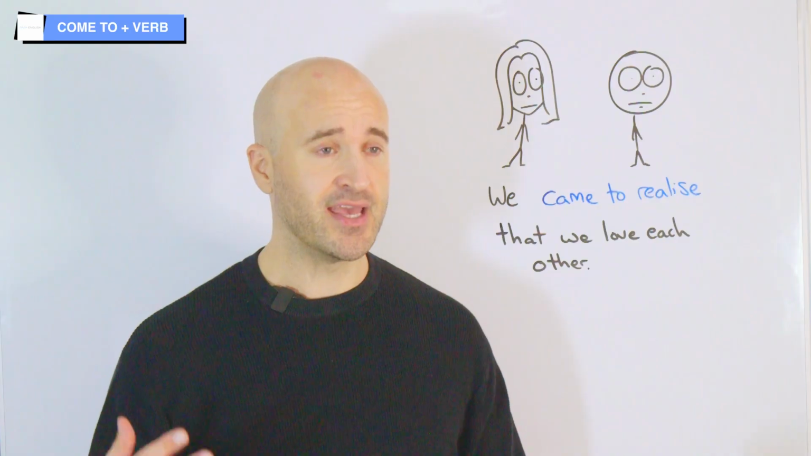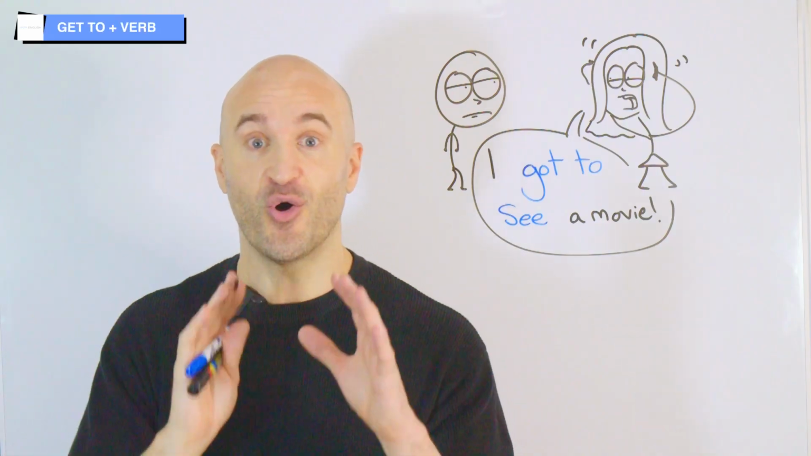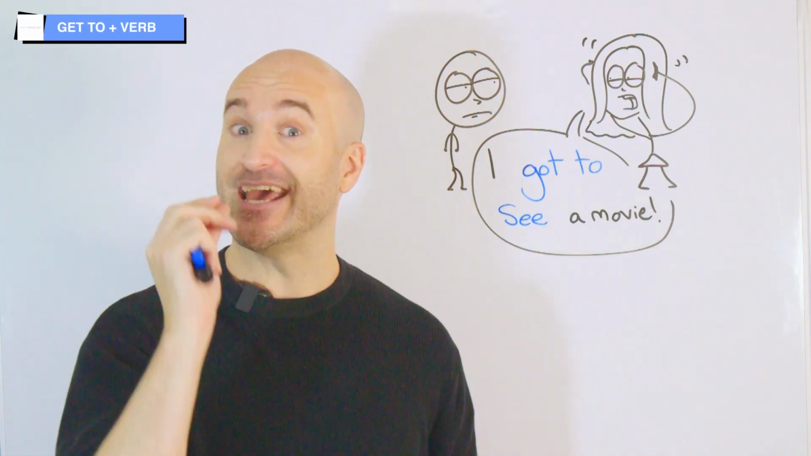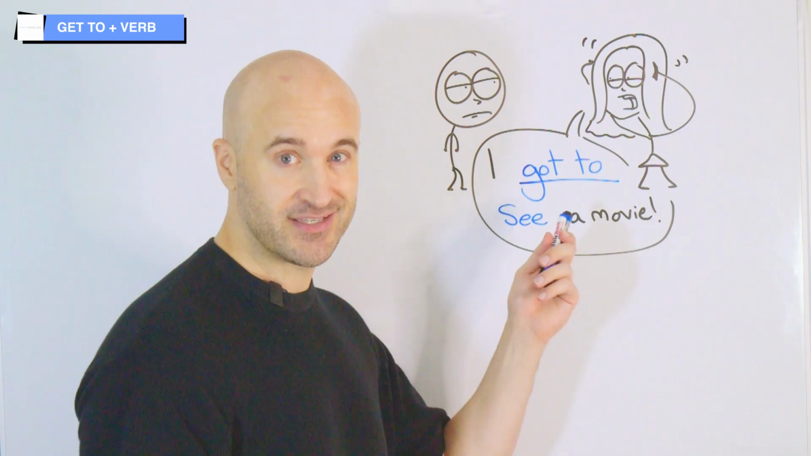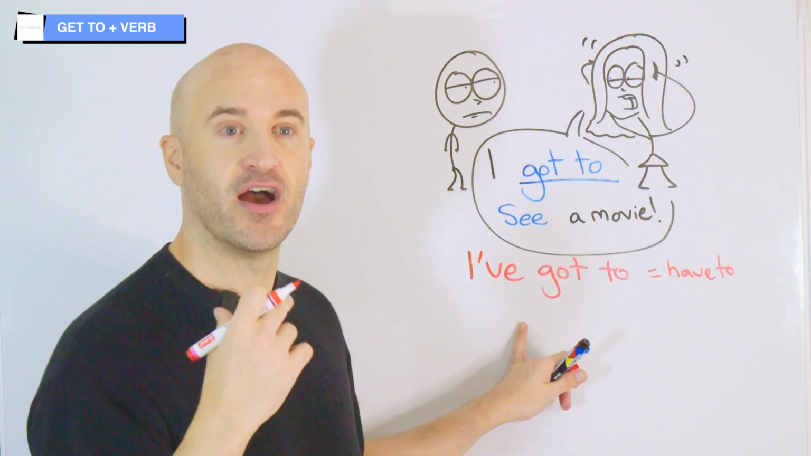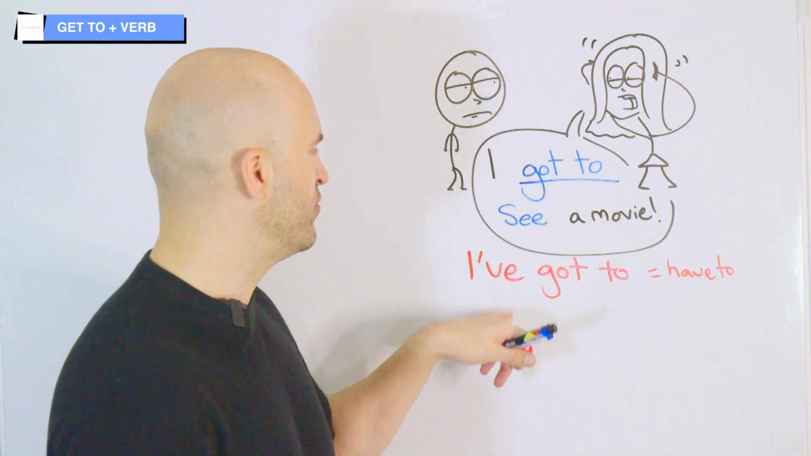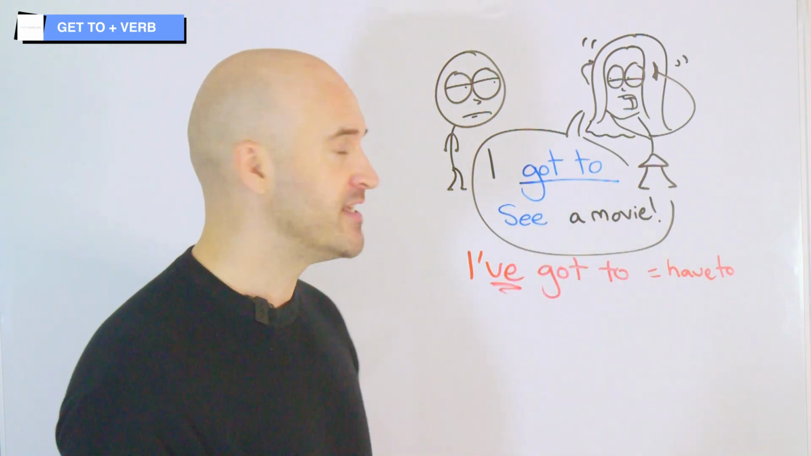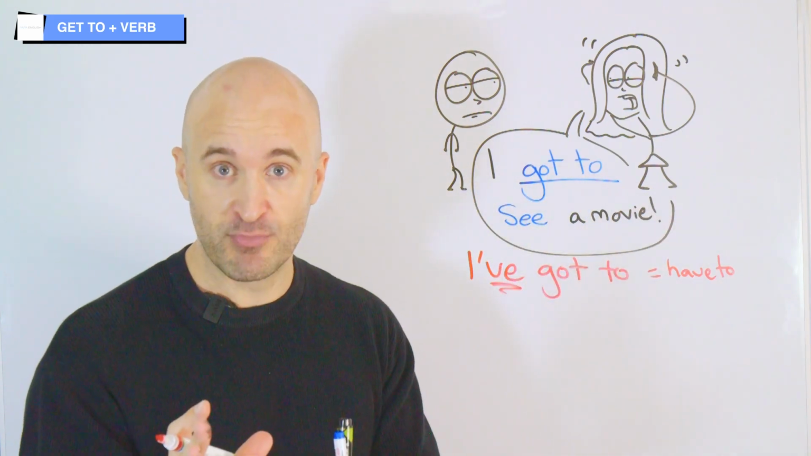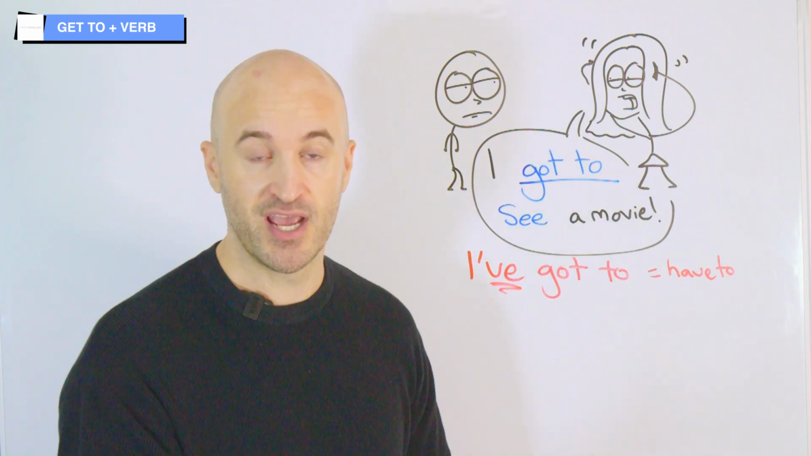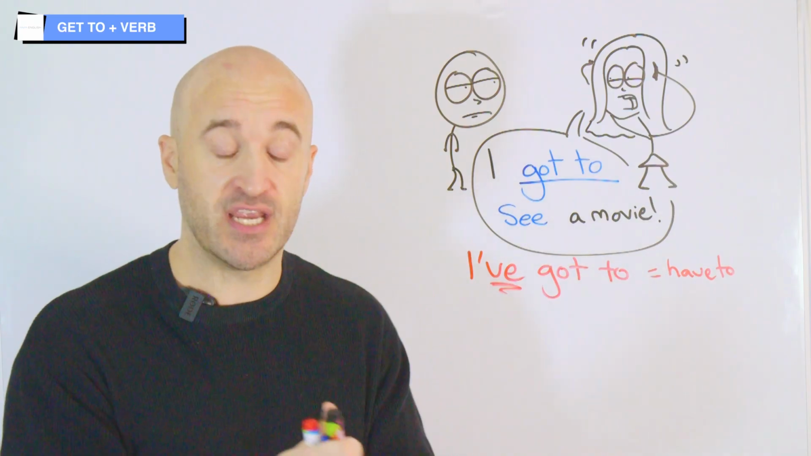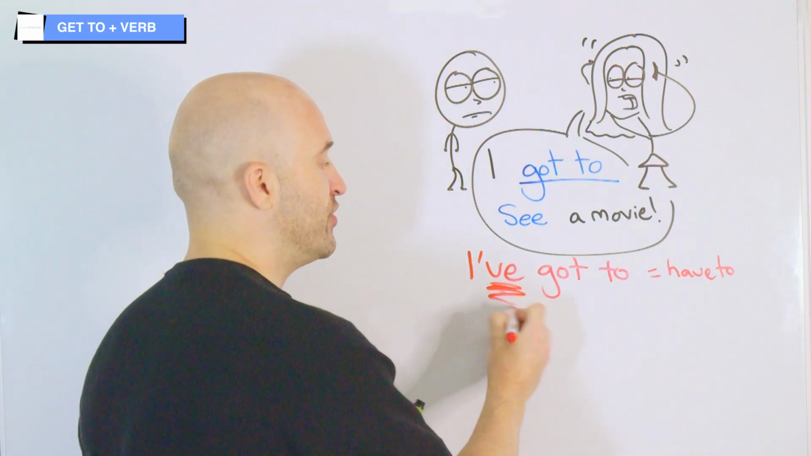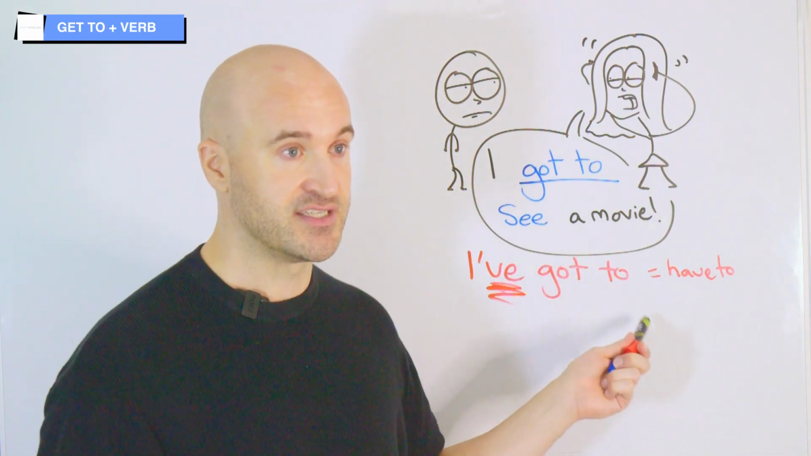You know, recently I came to understand how hard this job is. Got to is also very strange. For example, your friend says, "I got to see a movie." This could mean two things. I've got to, but notice here there's no "I've," just "I got to." This is more common in American English. "Oh my God, I gotta see a movie." But in British English, no, we usually use the have. "I've got to see a movie."